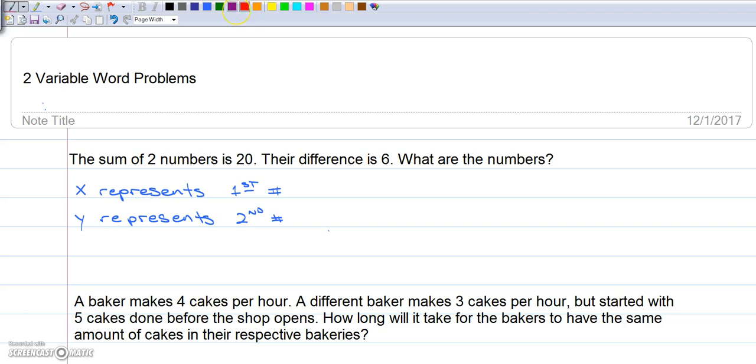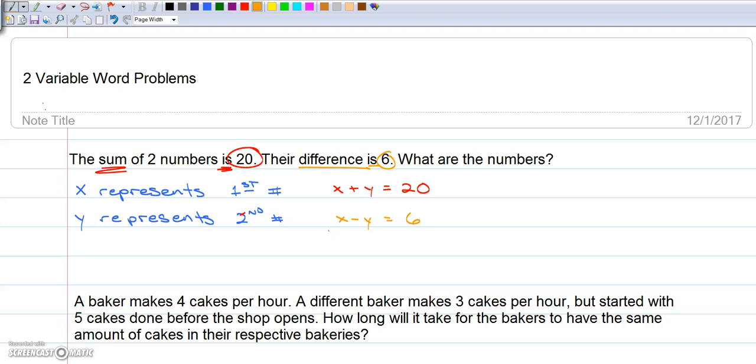Setting these individual equations up, yes, two variables should mean that you have two equations. So don't overcomplicate it. The sum is 20. X plus y equals 20. Their difference is 6. Difference means subtraction. X minus y is 6.